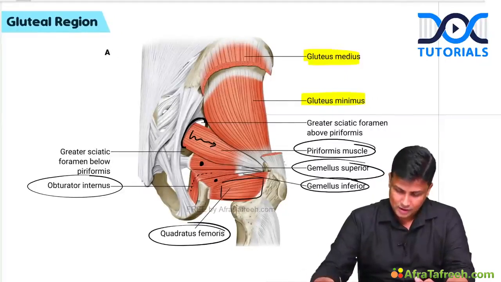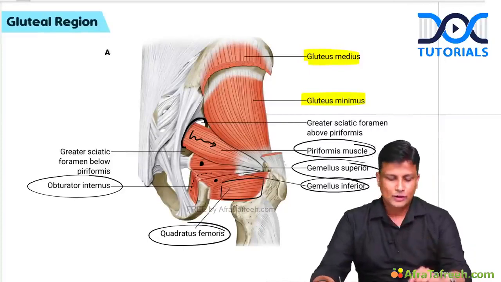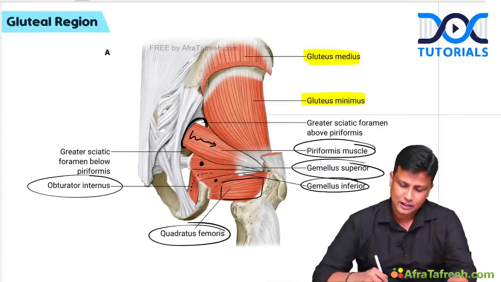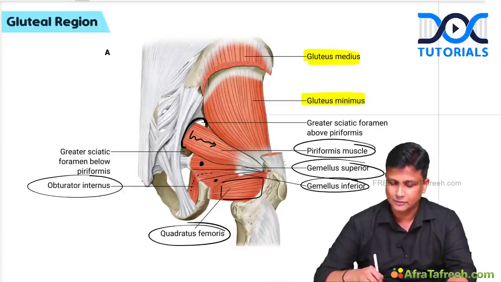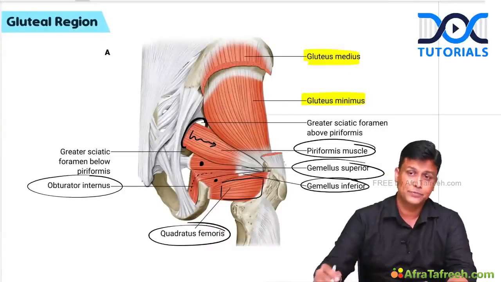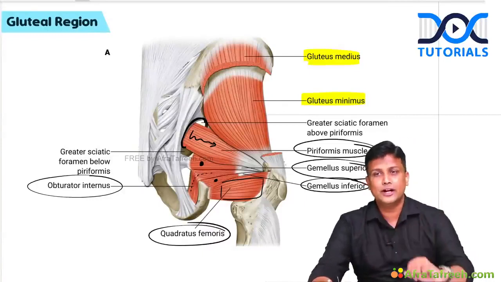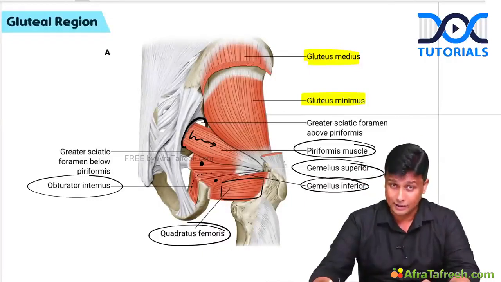There are 4 muscles that you have to remember in order. Number 1, gemellus superior, number 2, obturator internus, number 3, gemellus inferior, and then quadratus femoris. I repeat again: gemellus superior, obturator internus, gemellus inferior, and quadratus femoris, the 4 muscles. And the one which is coming out from the greater sciatic foramen will be the piriformis muscle.